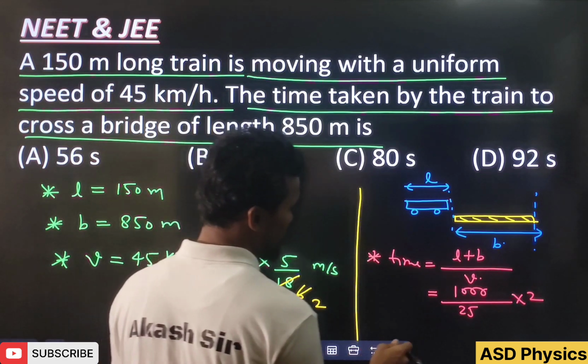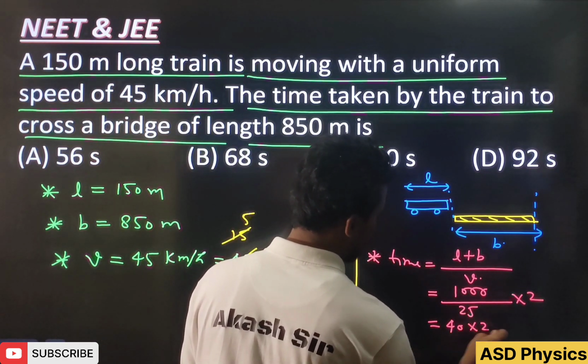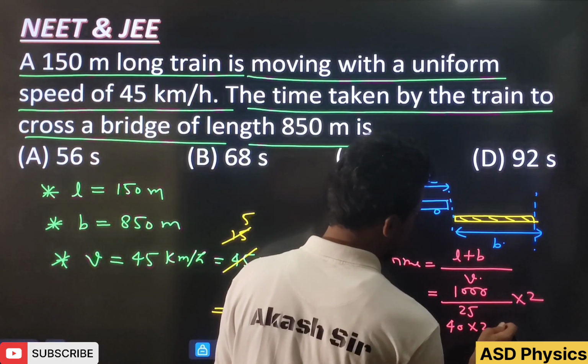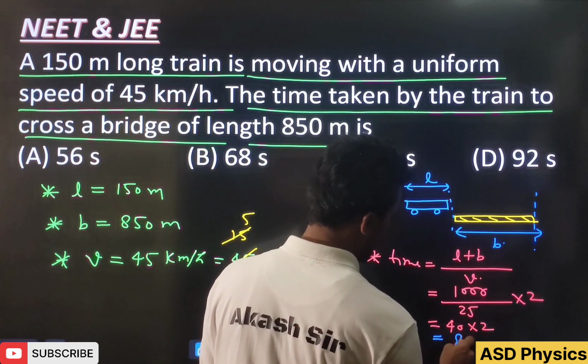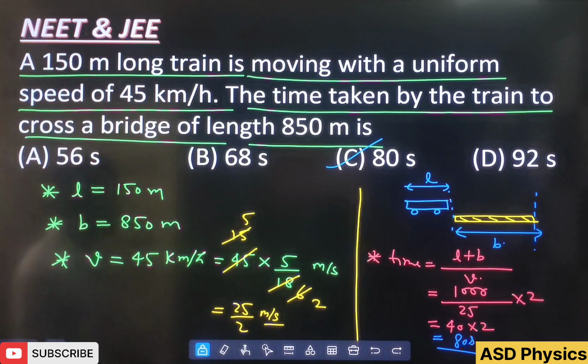So students, when you simplify this, you can see very well, 1000 by 25 means 40, into 2. And 40 into 2, how much is it here, students? It is going to come 80 seconds. So the correct option is option C. Can you see very well how we have done this very important question?